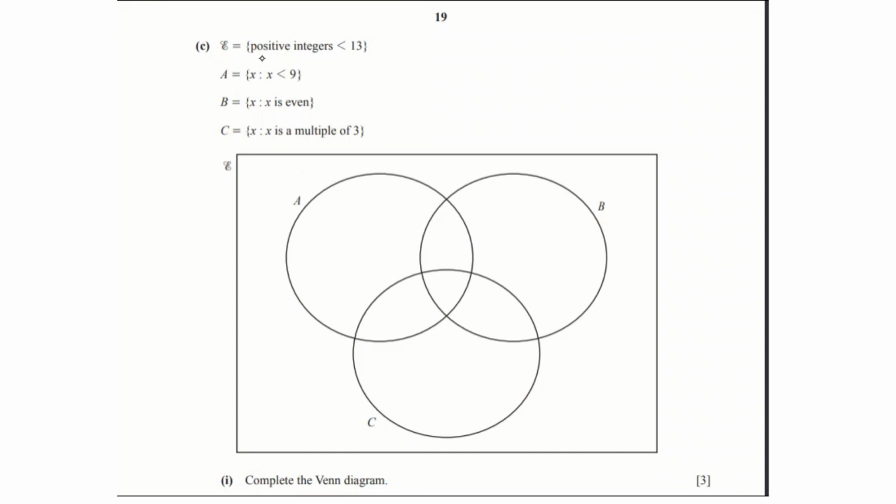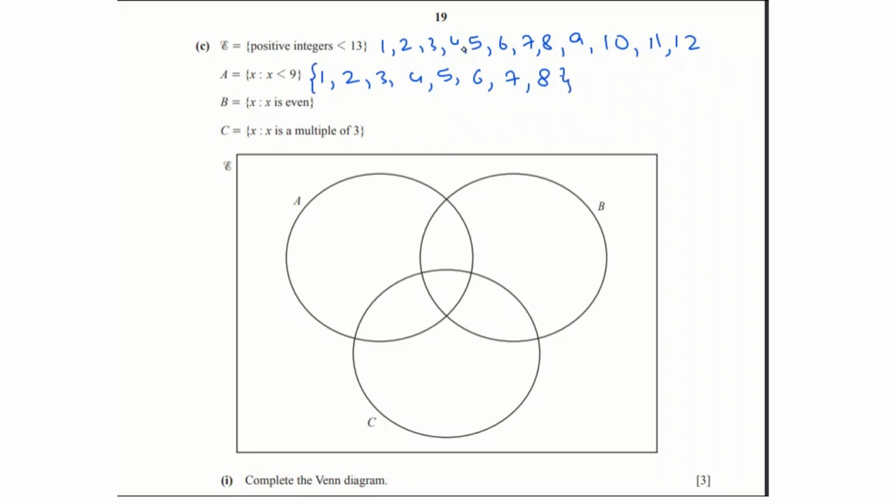C. Universal set: all the positive integers less than 13. So they will be 1, 2, 3, 4, 5, 6, 7, 8, 9, 10, 11 and 12. A: x such that x is less than 9, so all the values 1, 2, 3, 4, 5, 6, 7, 8. Then B: x is even. Before doing the diagram, first you do this part, so it will help you.